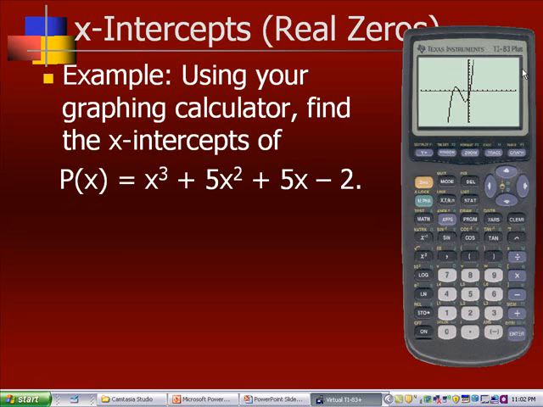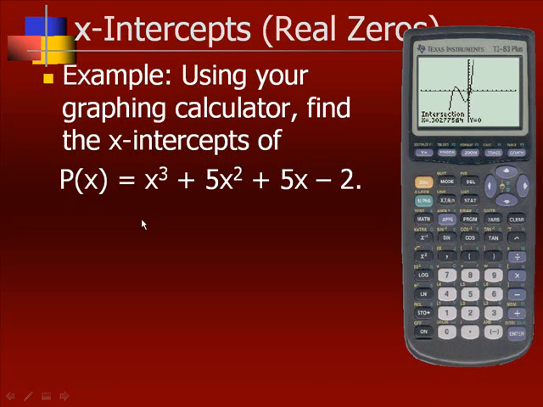Now remember, this is like finding the solution where it's equal to 0. So what we're going to do is we're going to go down to y2 and we're going to make y2 equal to 0. And we're going to find where those intersect. So second trace, number 5, enter, enter, enter. So we get our first solution as 0.3. So we're going to come over here, and the first x-intercept is 0.30.